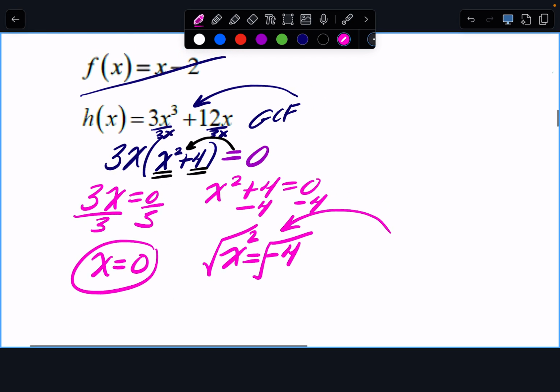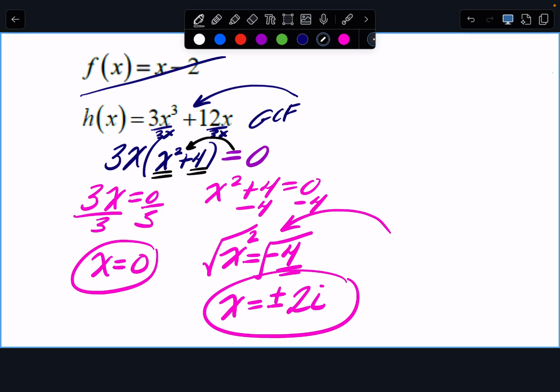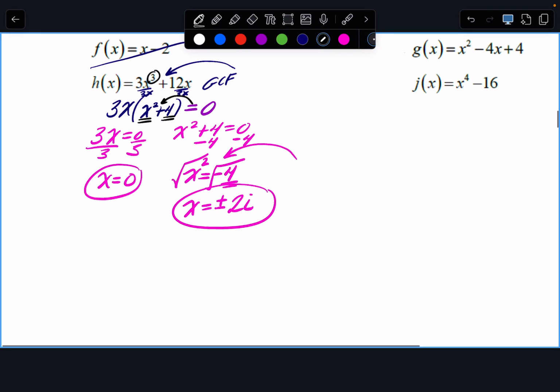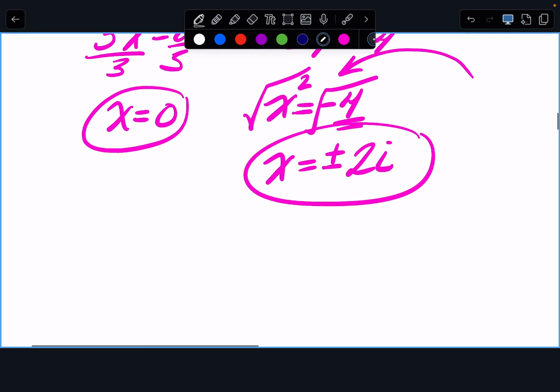When solving by square roots, we need our plus and minus. We know that. What is the square root of negative 4? 2i. Circle it. So we have two imaginary solutions and one real solution. We should have three solutions. We do. So if it wanted us to factor it, now this is kind of unique.